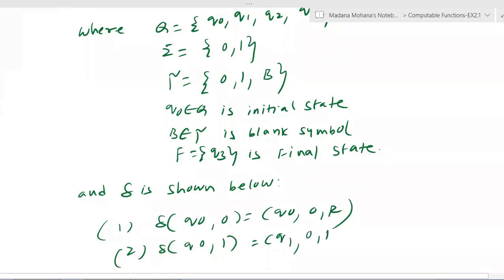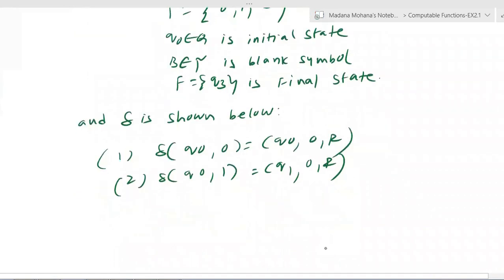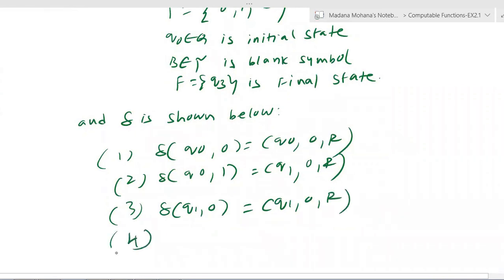1 is replaced with 0, then it moves right. Then at q1 skip all zeros. Delta of q1 on 0 equals q1 without changing state. q1 0 is replaced with 0, then it moves right. Then whenever the first blank is found at q1, q1 blank goes to state q2, blank is replaced with blank, then it moves left.